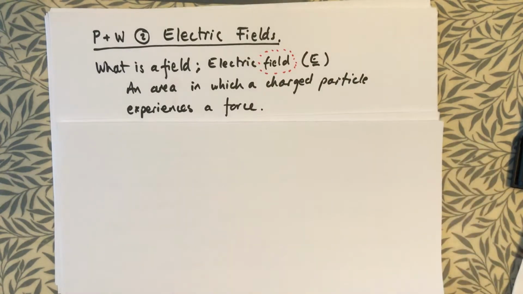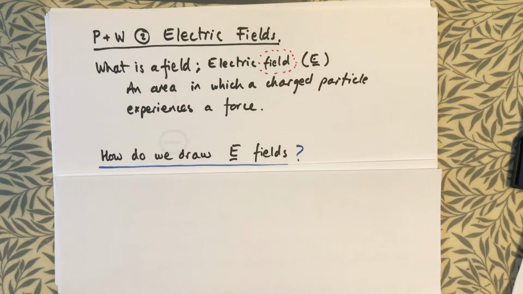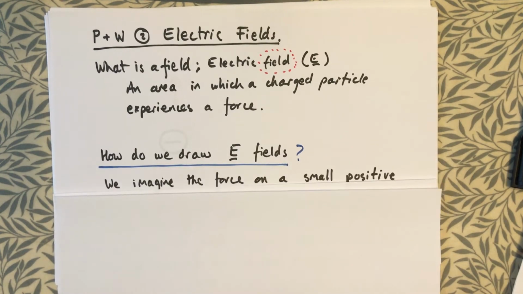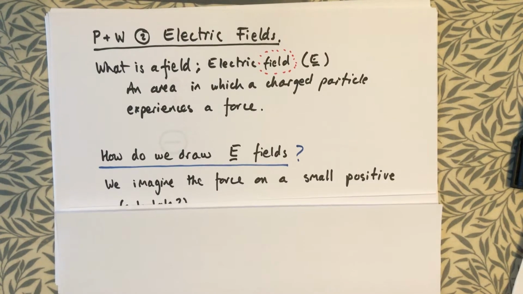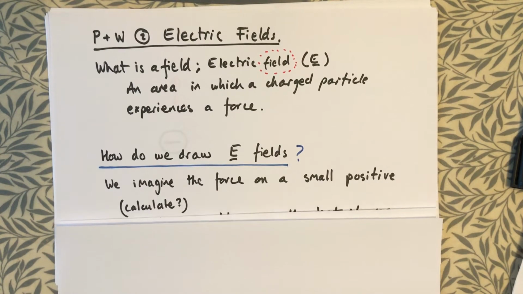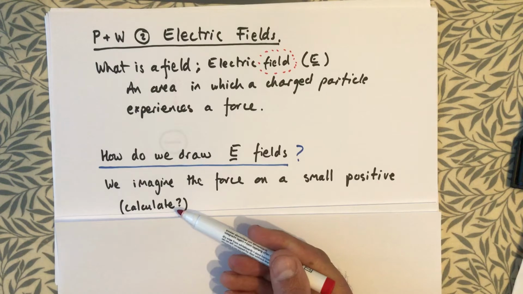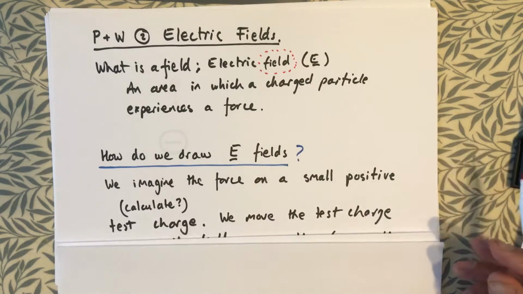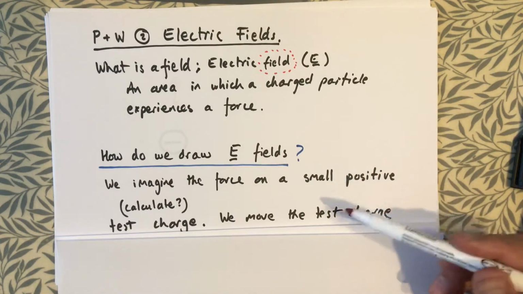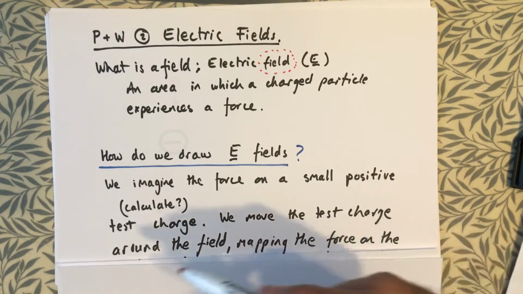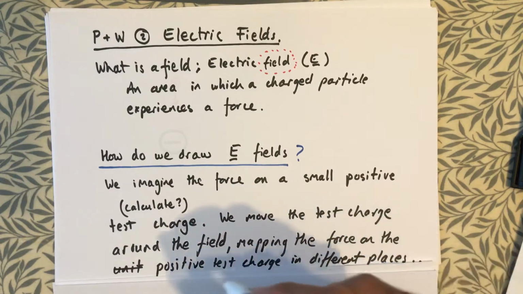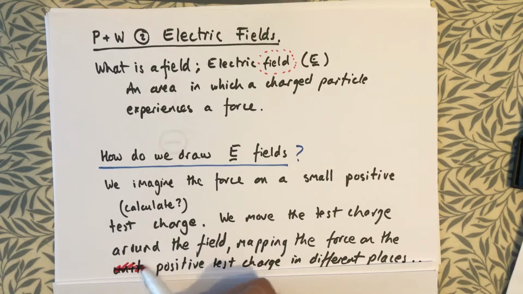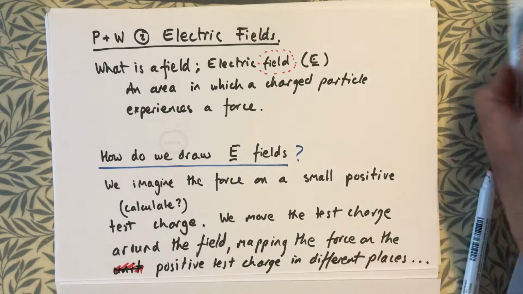Okay, so let's have a look at this. How do we draw electric fields? In some respects this is true for all fields, but we start off by imagining the force on a small positive test charge. When I say imagine, we could also calculate it, but for the purposes of Higher, we're just going to imagine and not do a lot of calculations on fields. So we move that test charge around the field, mapping the force on the positive test charge at different places.